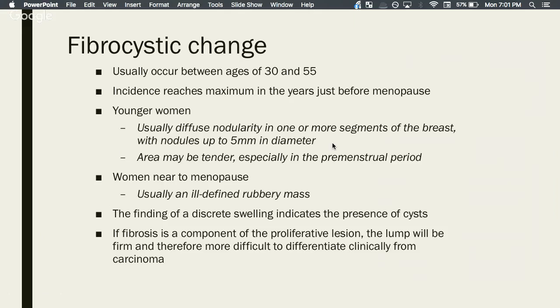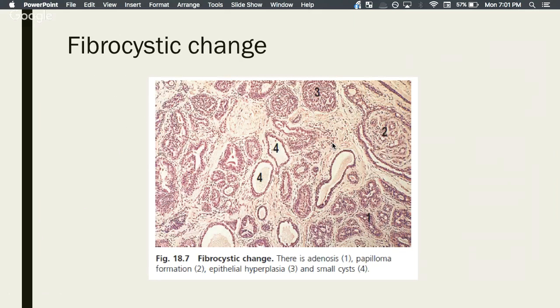A discrete swelling would make you think towards cysts. So that's your fibrocystic change. You have your cysts there, and your hyperplasia.